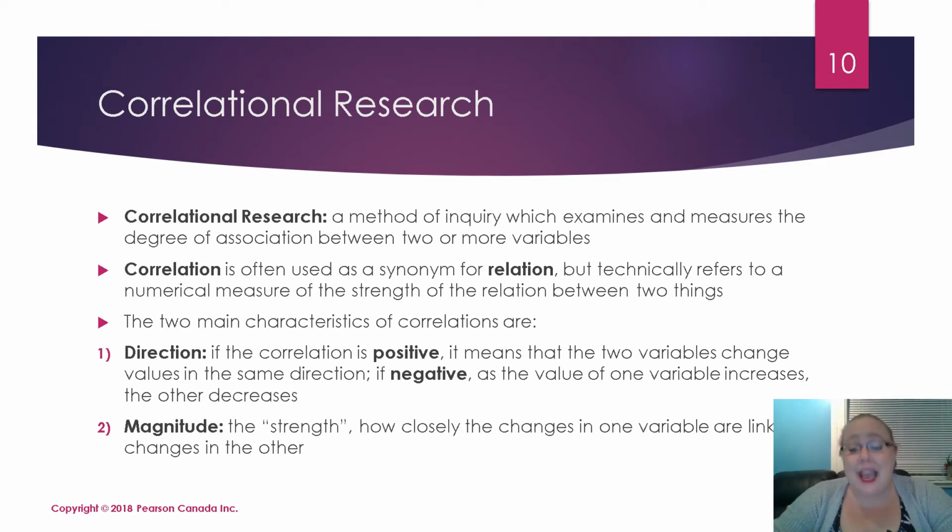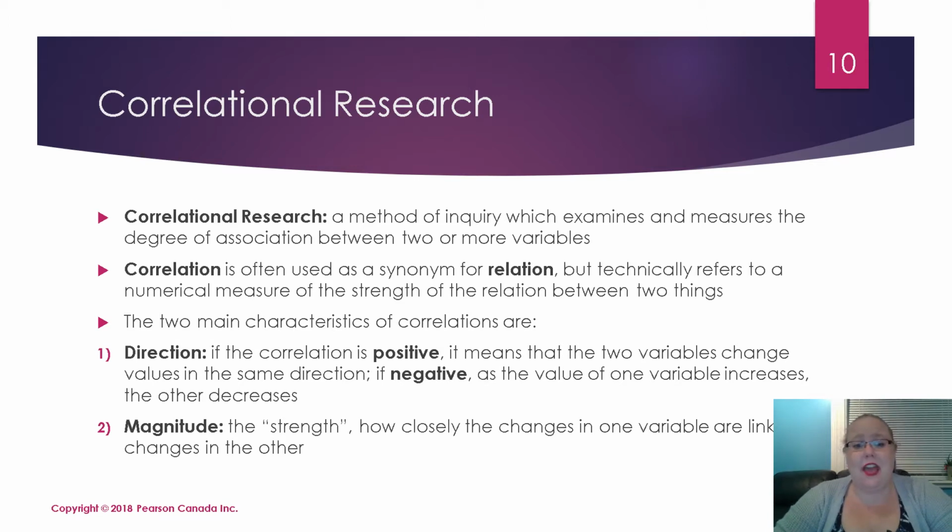If you have a negative correlation, that means as one value goes up, the other one goes down. So it's going to look like a negative slope to your graph if you were to graph that relation. And I know that what I'm saying now is kind of abstract, so let's give an example.